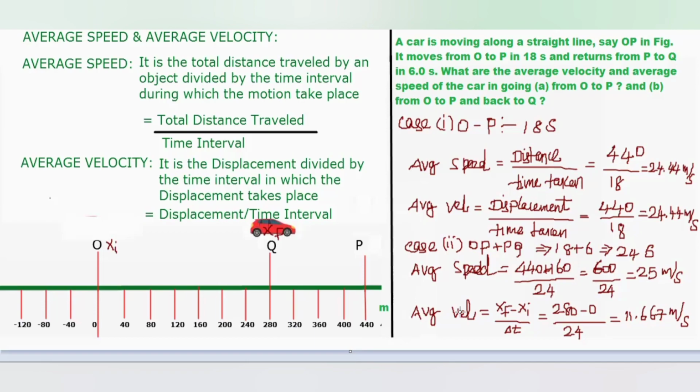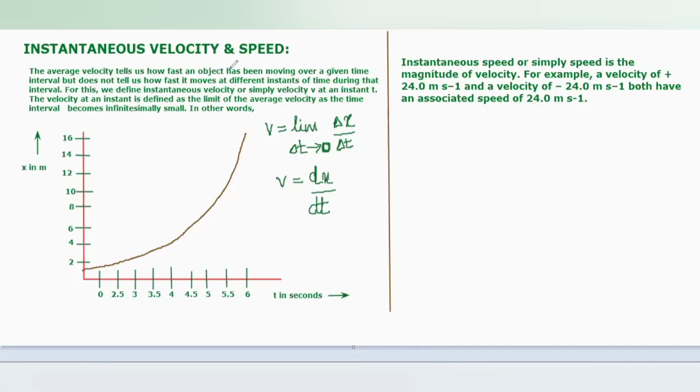Okay. So next we are going to discuss the topic of instantaneous velocity. Here we discussed average velocity and average speed. Next, instantaneous velocity and instantaneous speed. How can you get instantaneous velocity from average velocity, and the same for instantaneous speed from average speed? That we are going to discuss. So here, instantaneous velocity and instantaneous speed.